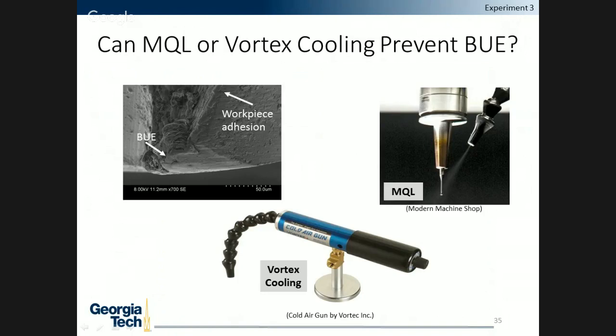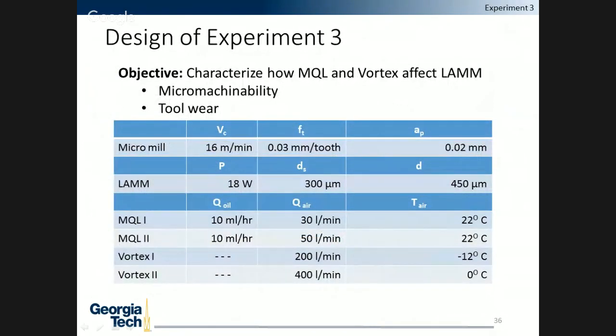So we wanted to investigate whether MQL or vortex cooling could help prevent built-up edge. Moving on to experiment 3, just to restate, the objective of experiment 3 is to characterize how MQL and vortex cooling affect LAM's micromachinability and how it affects tool wear as well. To do so, we ran the micromill at the same parameters as experiment 2, and we ran the laser parameters the same as experiment 1 and 2. We also included 2 different MQL parameters and 2 different vortex parameters, and these parameters were chosen based off what was seen in the literature review to be beneficial to tool wear.